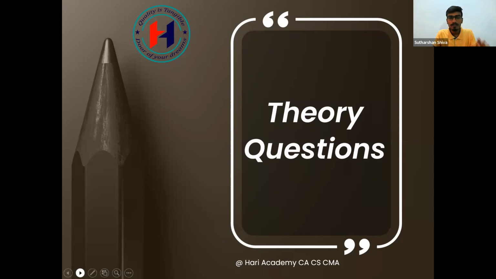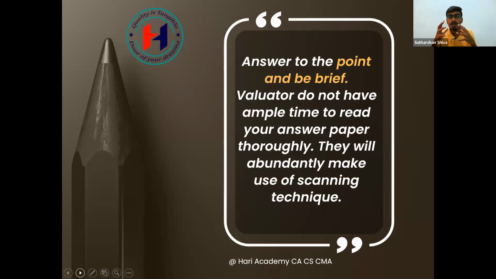Whenever you are going to write a direct theory question, write it in points, in a brief manner. The evaluator doesn't get proper time to correct your papers. If you keep on underlining the important things, it becomes more comfortable for the evaluator to award you marks. The important keywords will be visible to the evaluator, so there will be more chances of good marks for you.